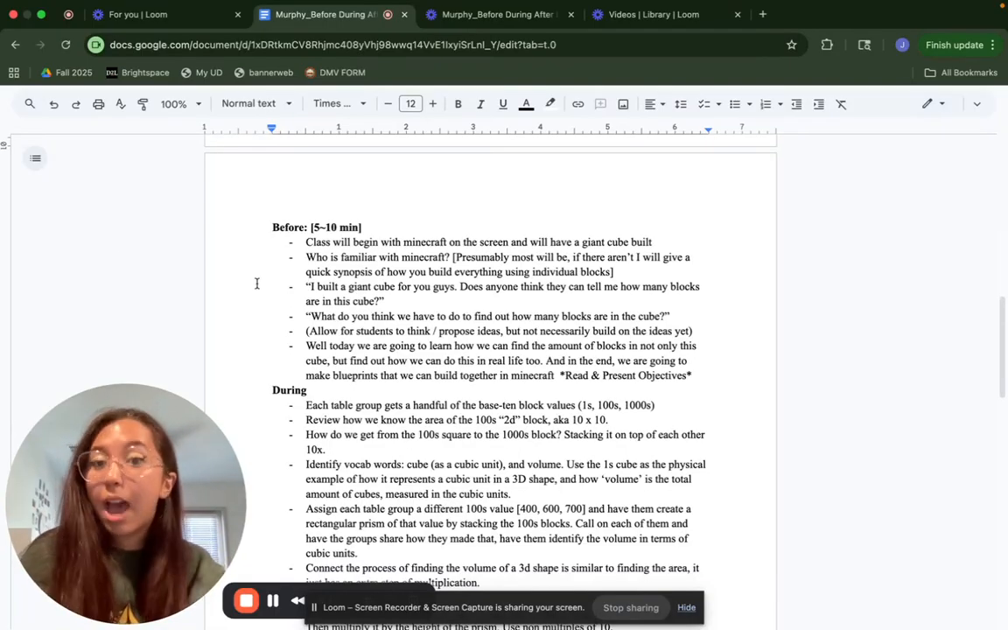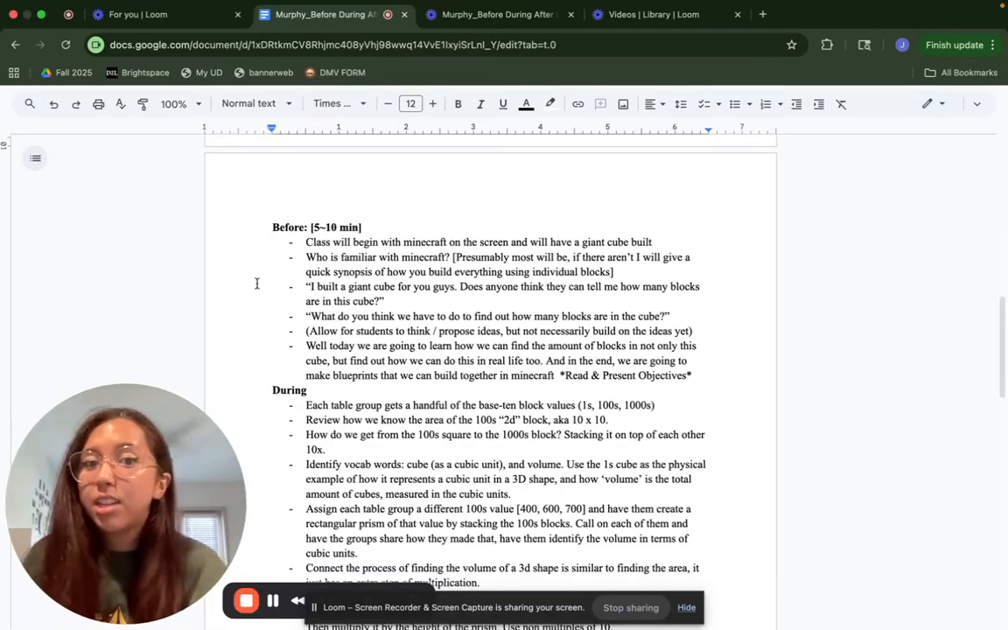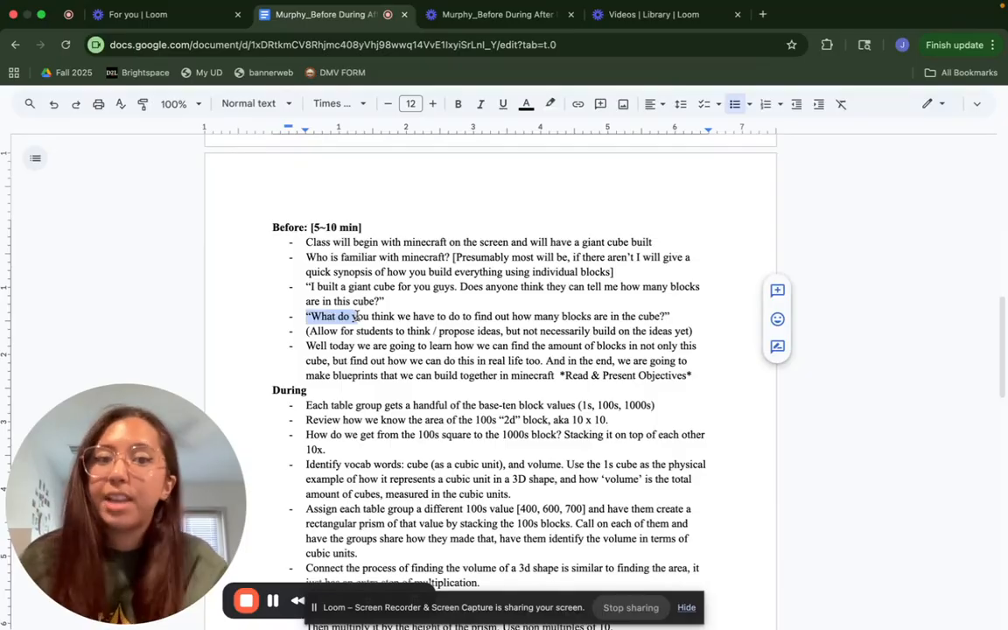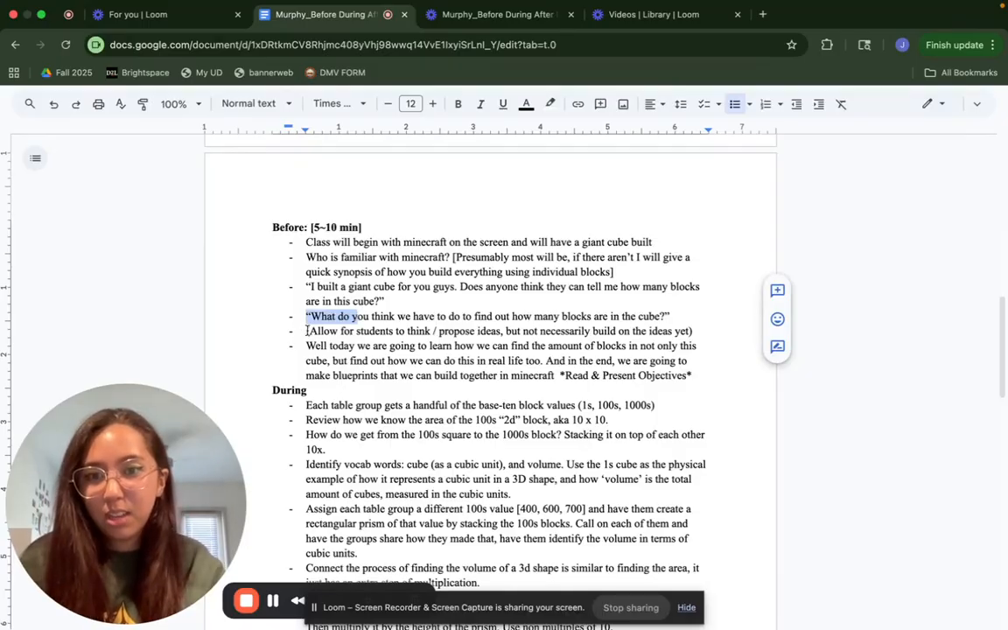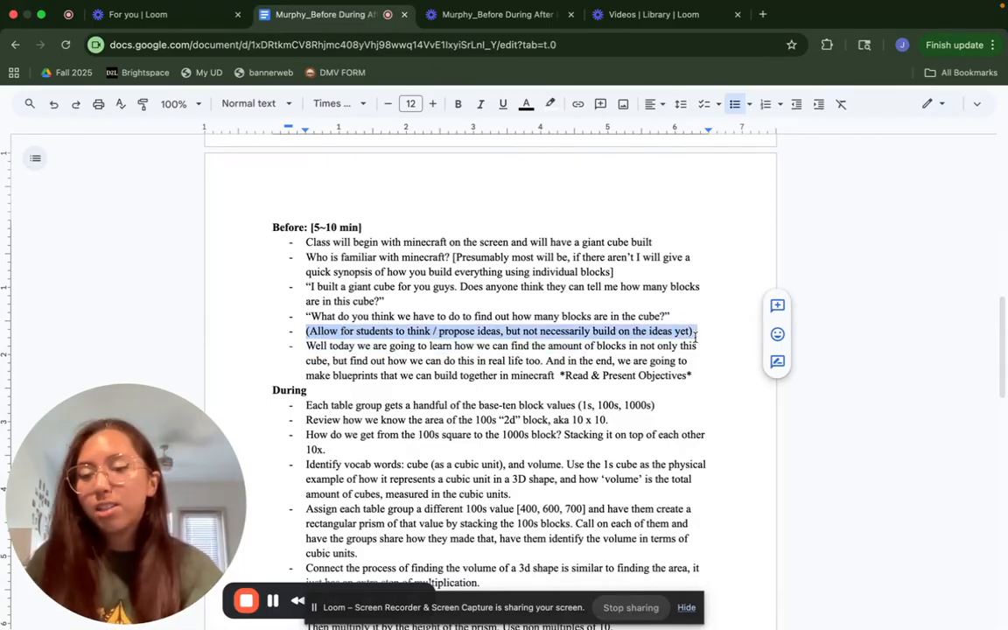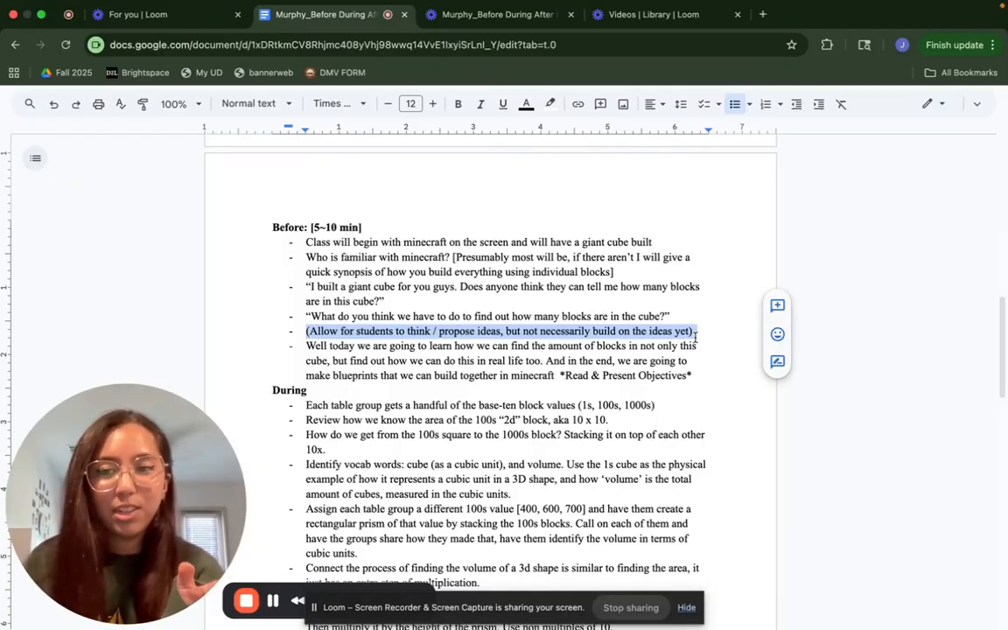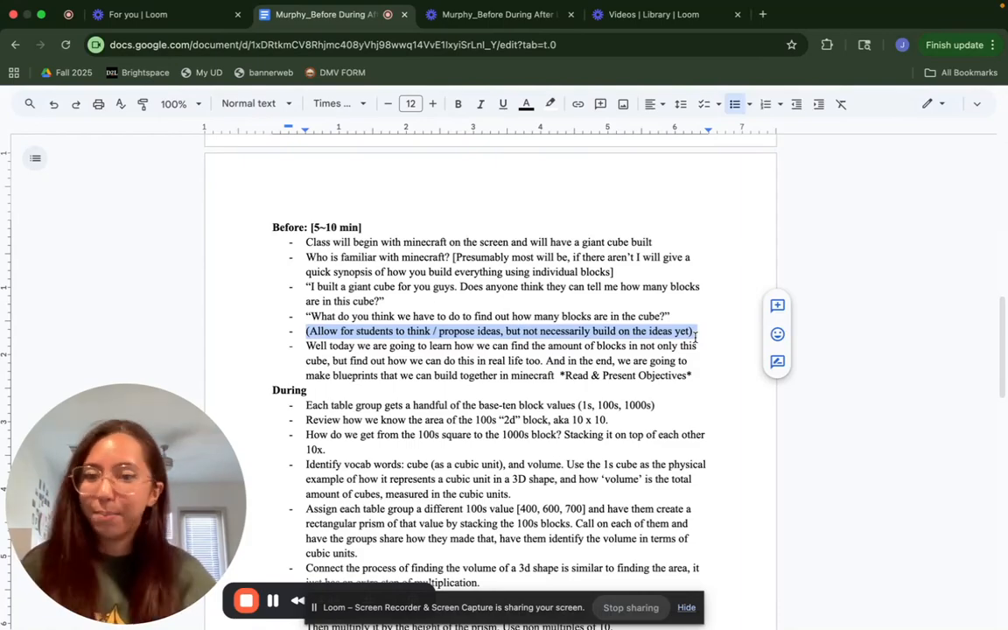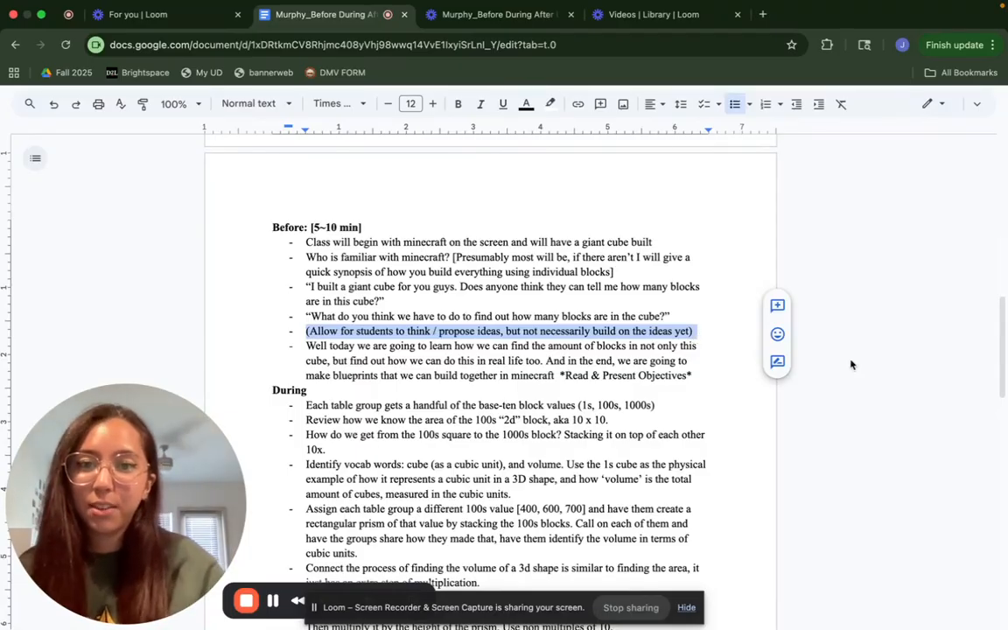So I'll say, I built a giant cube for you guys. Does anyone think they can tell me how many blocks are in this cube? Or what do you think we have to do to find out how many blocks are in this cube? So after saying this, I can allow students some time to think and propose ideas, but I won't necessarily be saying, no, this is wrong or this is the right way to do it. It's just an opportunity for them to do a little bit of problem solving and think of it for themselves before I do the actual teaching.